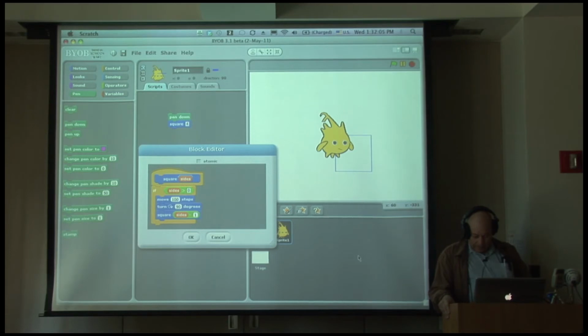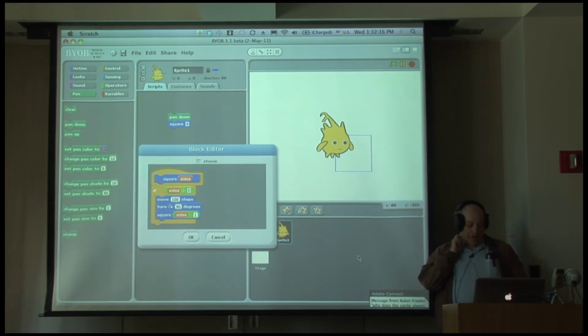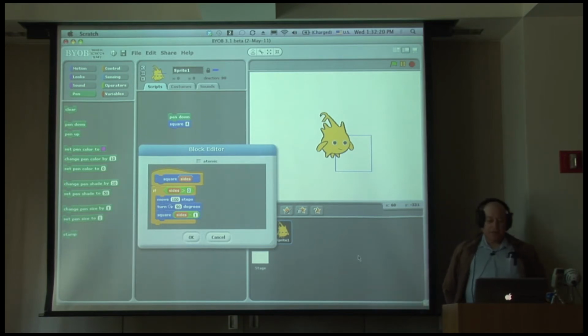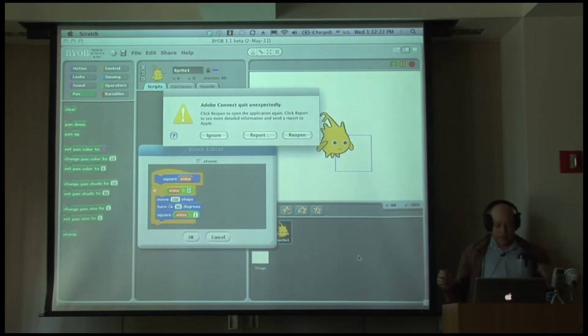It did it 4 times. Square is a misnomer here, actually. Yeah, it's a single line, and then it goes back up again. Why does the sprite always end back where he started? Oh, that's interesting. So Baker wants to talk about turtle geometry.